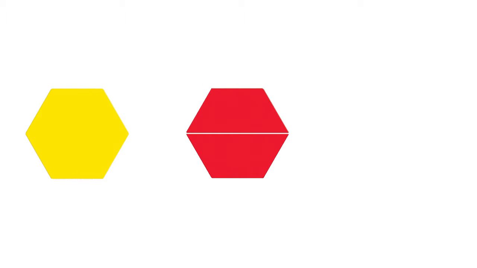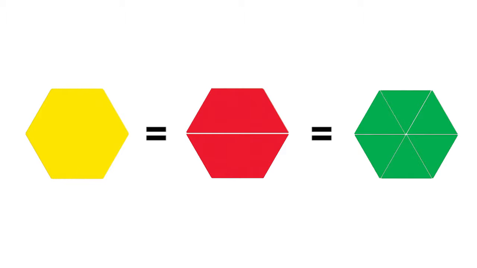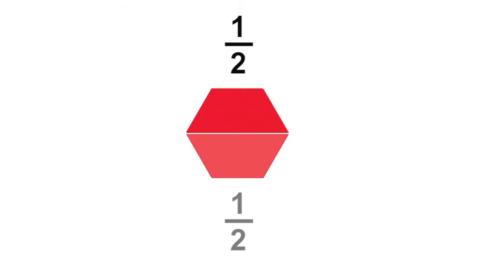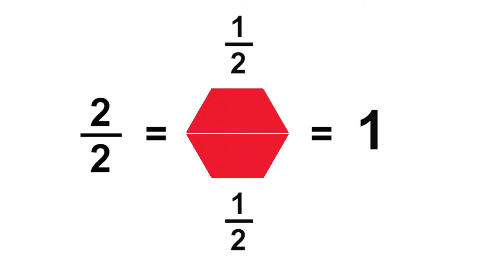Using other blocks, the student will discover that 2 red trapezoids are also equal to the 1 hexagon and therefore equal to 6 triangles, and record 2 halves equals 1 and 2 halves equals 6/6. The trapezoid represents 1/2 of the whole, and therefore they may record 1/2 plus 1/2 equals 2 halves or 1.